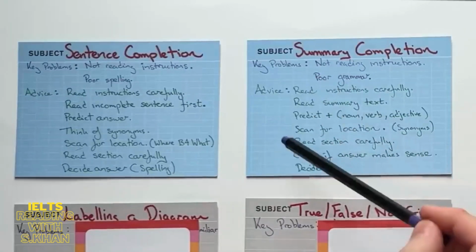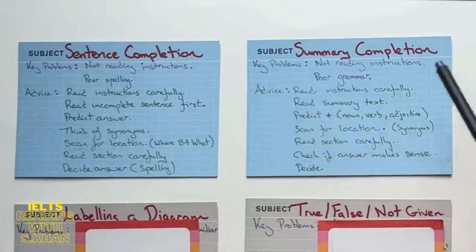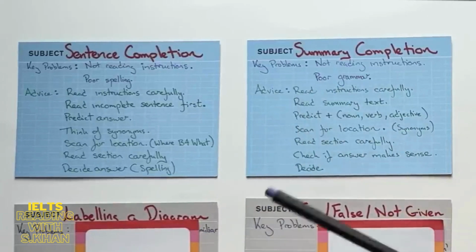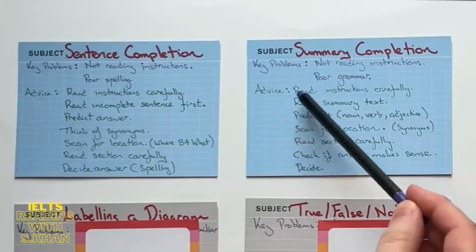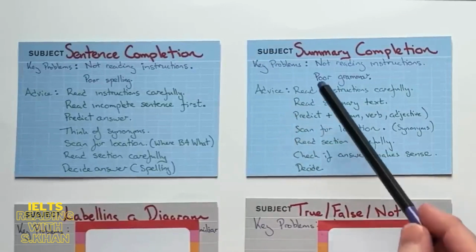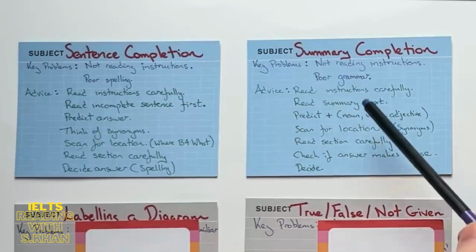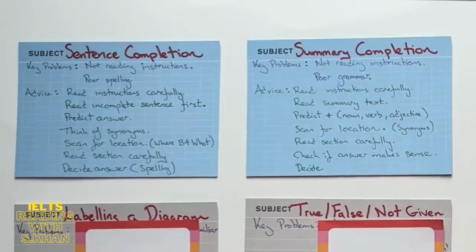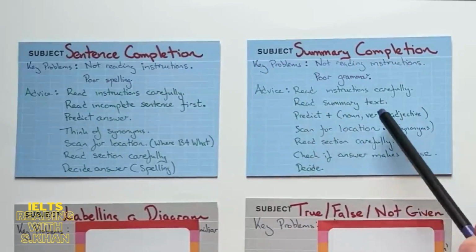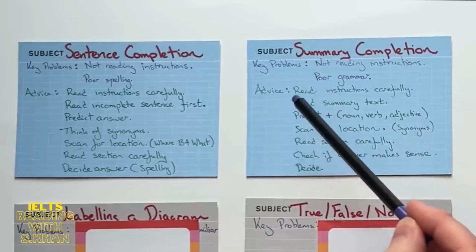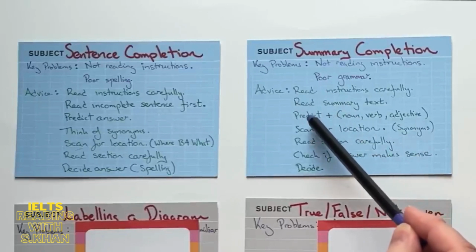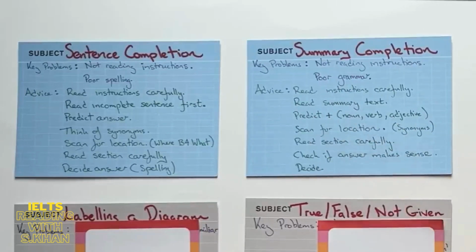So let's go through my advice here. Number one, read the instructions carefully. You're going to hear me saying that a lot here. Read the summary text first. It's imperative that you do this first. Don't look at the reading text. Look at the summary first, the question. Then predict, but also think not only what content might be there, but what type of words might come up.